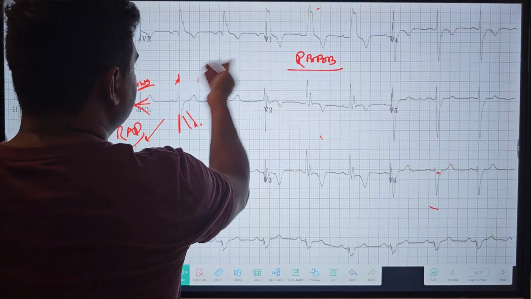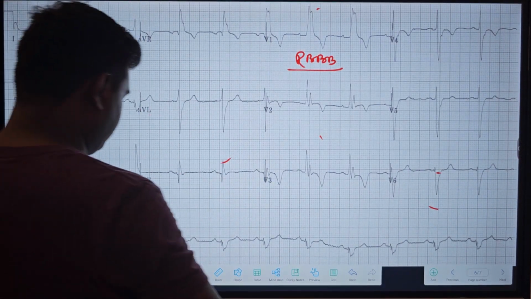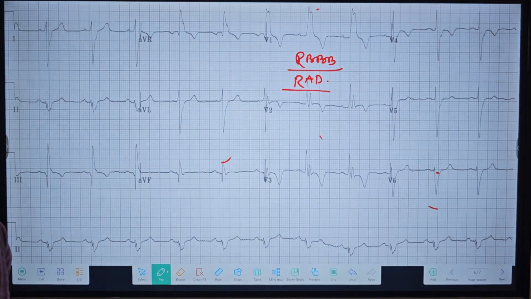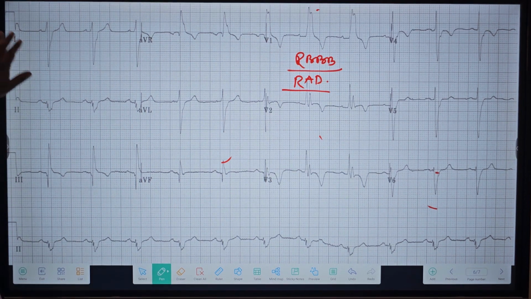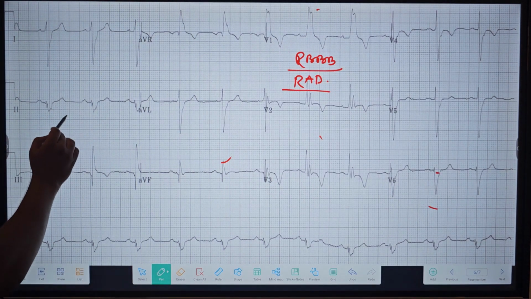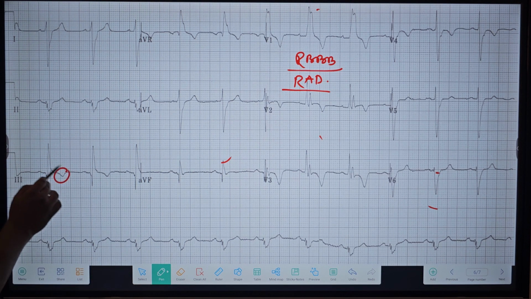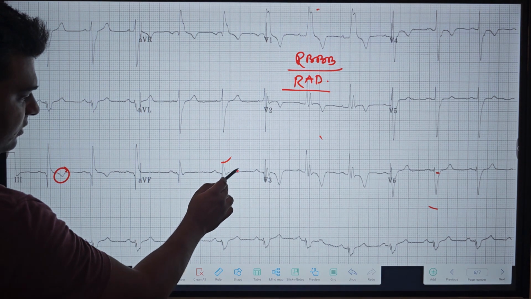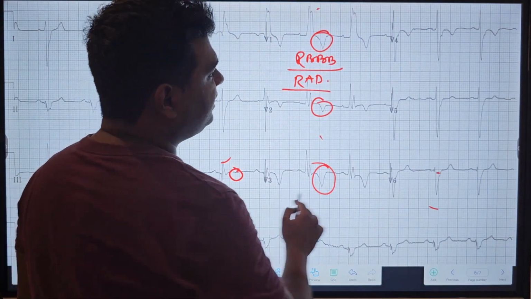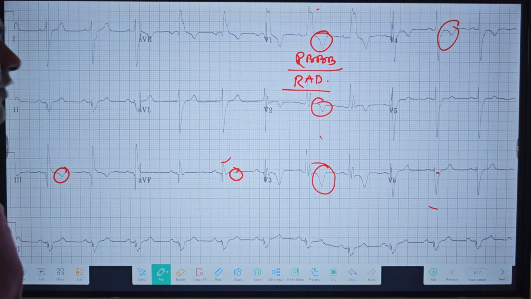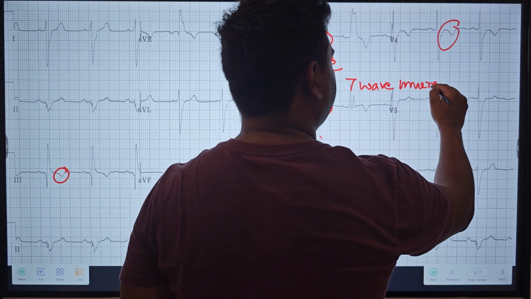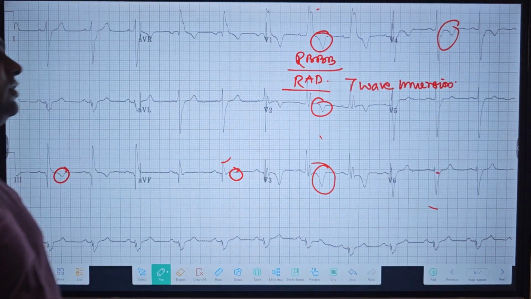Okay, so this patient has a right bundle branch block. Secondly, this patient has a right axis deviation. Now, does the patient have sinus tachycardia? No, sinus tachycardia is absent. If you see the T waves, this is lead 3, AVF, and leads V1, V2, V3 and V4. So most of the inferior and anterior leads have T wave inversion. T wave inversion is present in most of the inferior anterior leads.